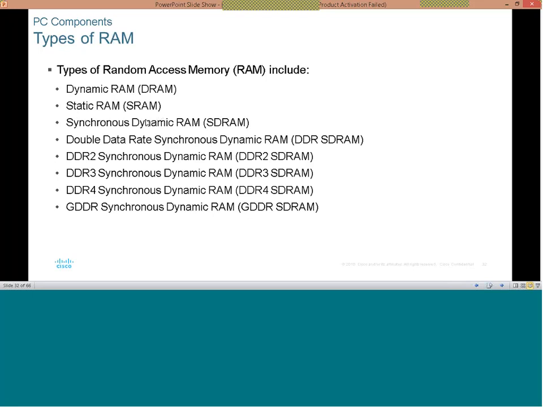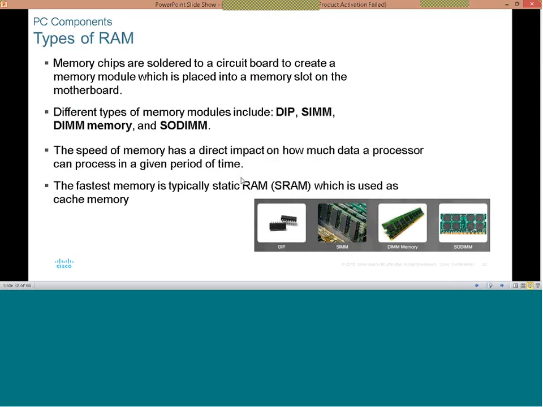speed or performance, but invariably it's used for different computer systems. So you need to be very sure of the requirement for you. You can see whether your system is meant to use static or DRAM. So memory modules: memory chips are actually soldered onto a circuit board to create a memory module, which is placed into a memory slot on the motherboard.